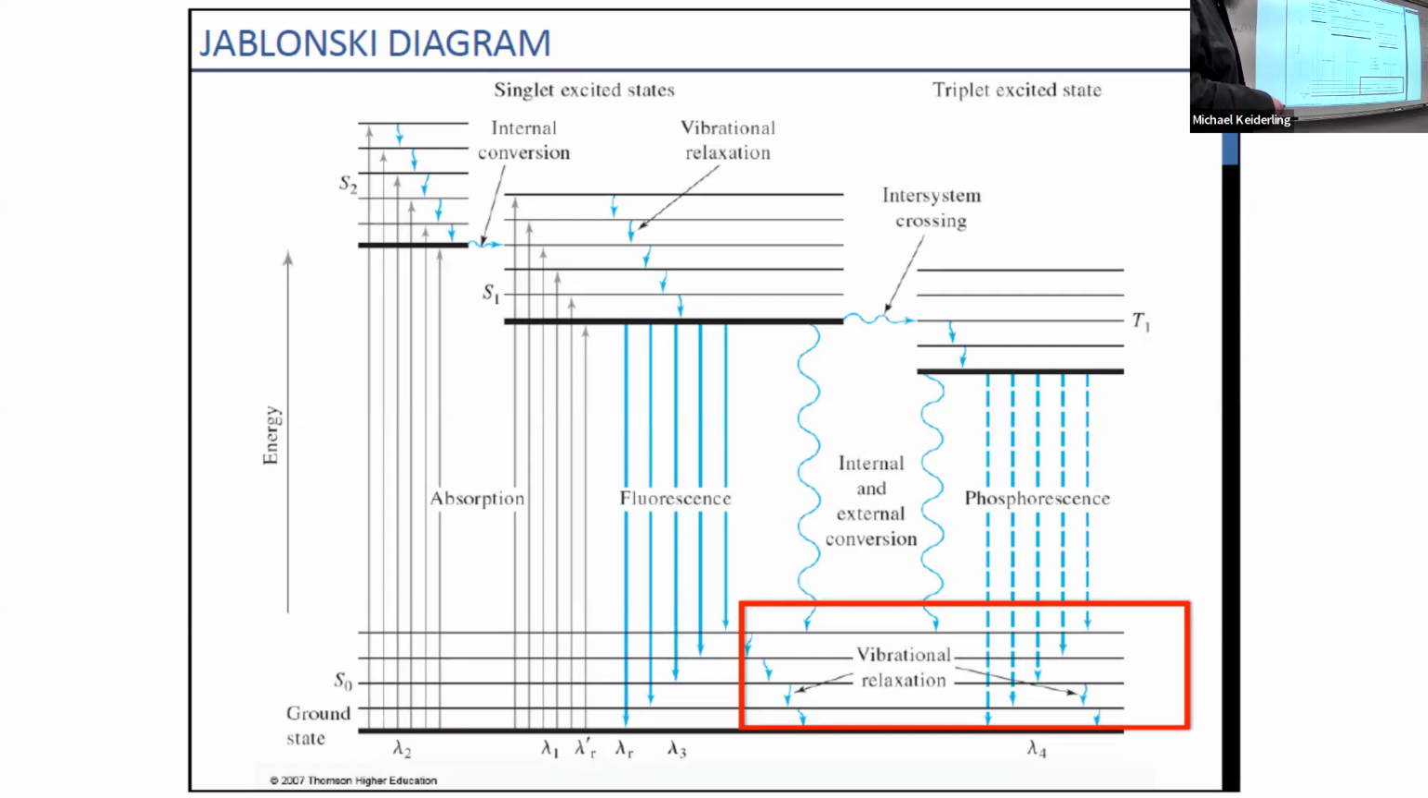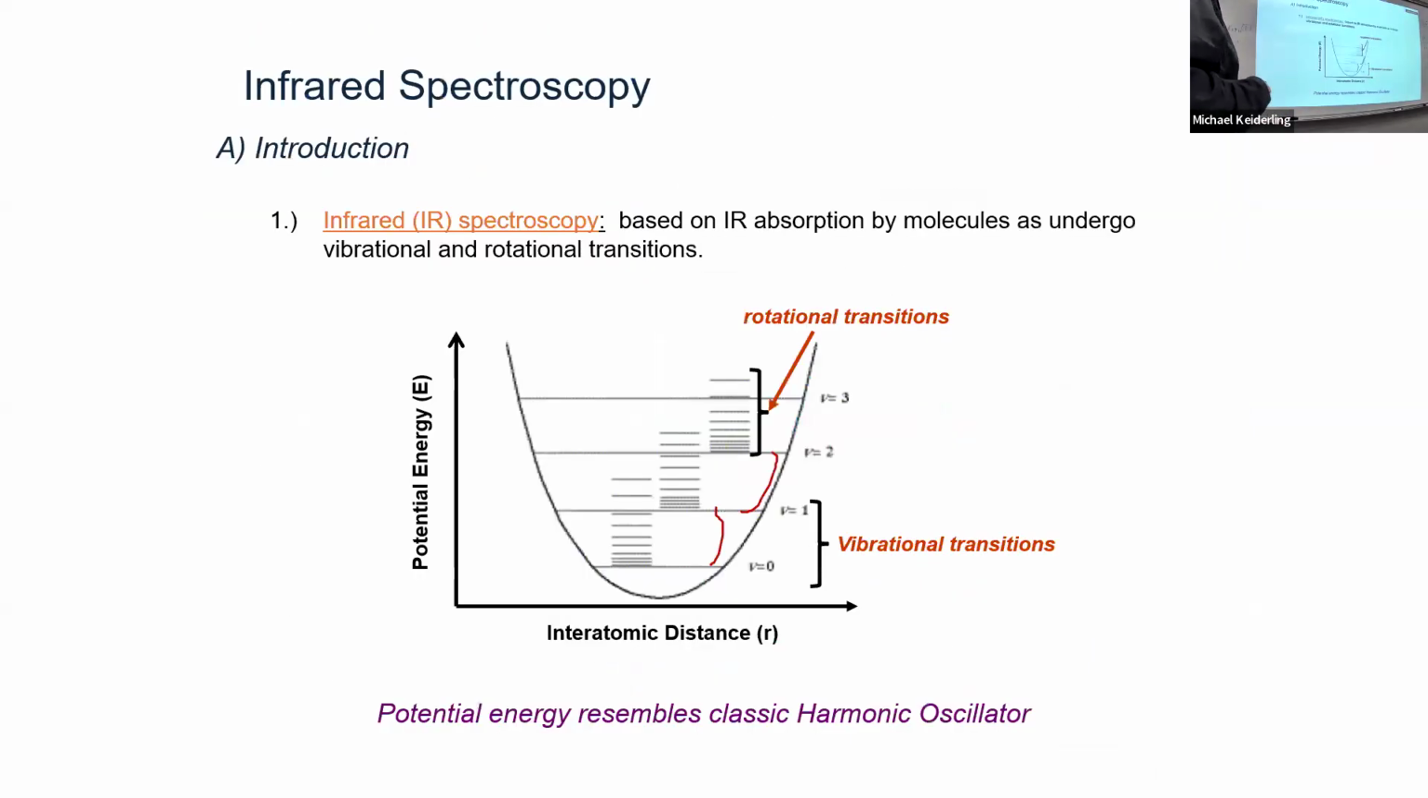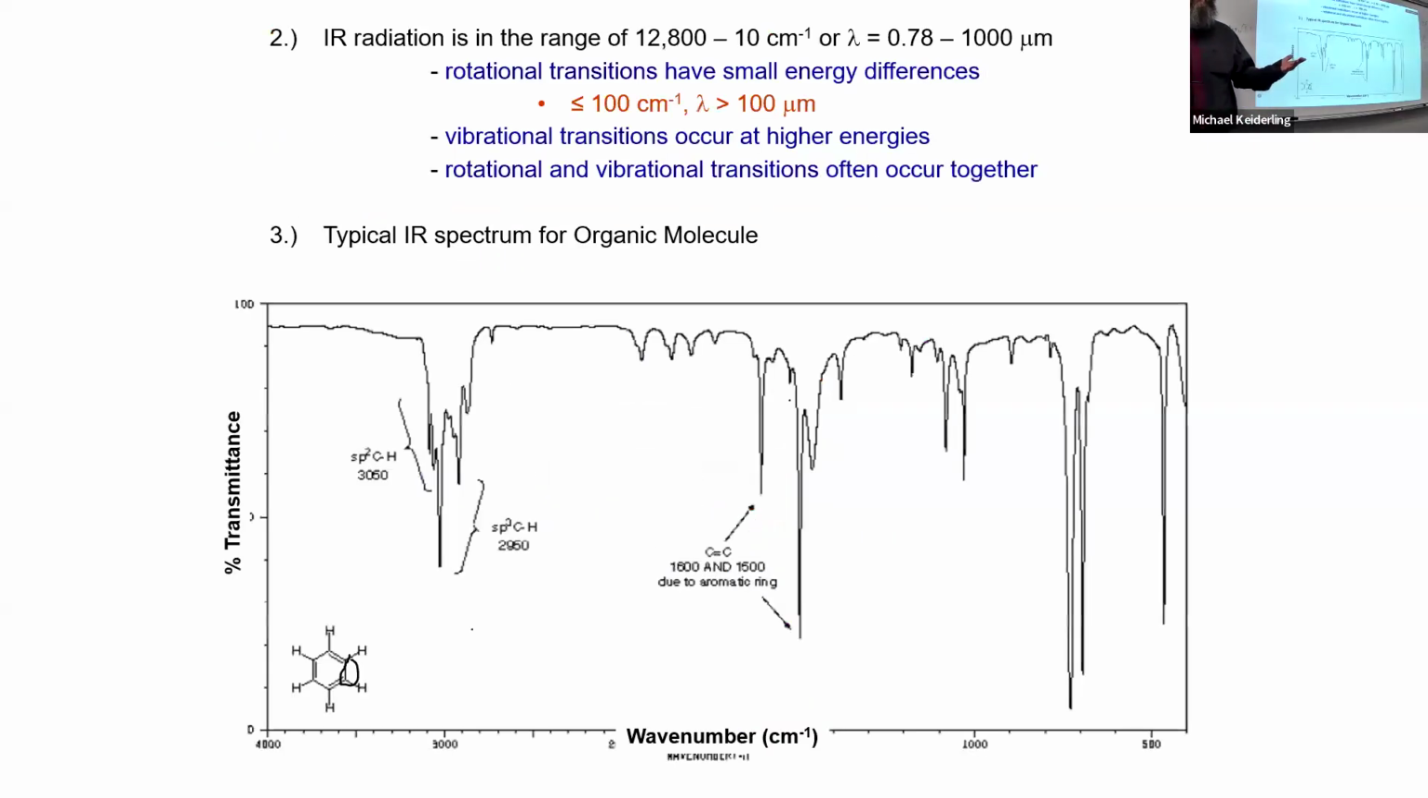And primarily what we're looking at is vibrational transitions. Vibrational transitions have the nice effect that there's both vibrational and rotational. We're primarily looking at vibrational transitions here. The potential energy looks a lot like a harmonic oscillator. And that's nice because the harmonic oscillator has a really nice energy equation for the energy levels.